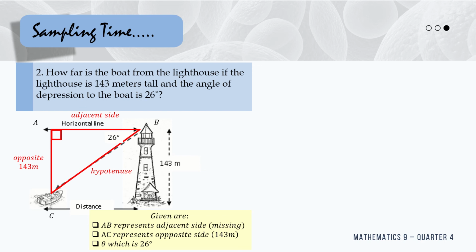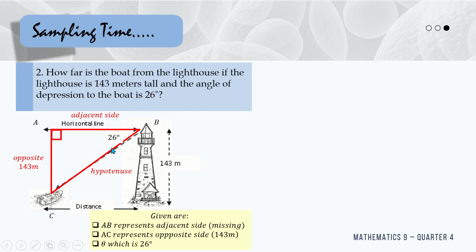Okay? So, now, among the three basic trigonometric ratios, sine, cosine, and tangent, which can they use? Is it the sine function, cosine function, or tangent function? So, our basis in choosing the trigonometric ratio is the missing and the given sides. What we are looking for is the distance between the boat and the foot of the lighthouse, which is parallel to the adjacent side. So it's similar to problem number 1, no? The opposite side and the adjacent side pair up.